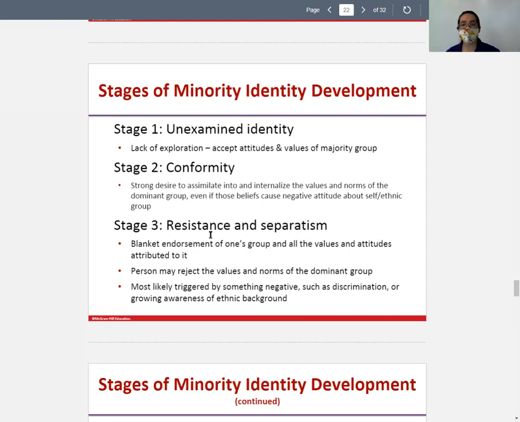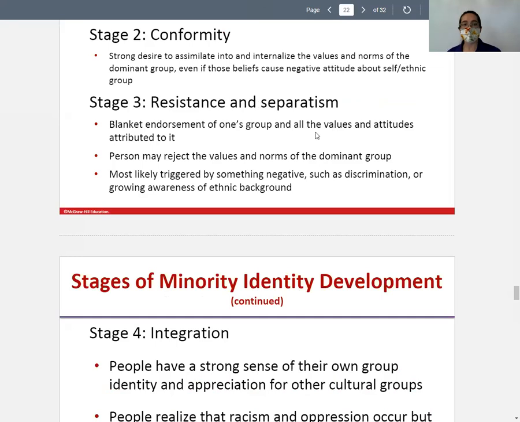So this third stage is resistance and separation, or separatism. After the person might get some prejudice or discrimination in stage 2, they might move to giving a blanket endorsement of their entire culture that maybe they hadn't before. They switch from saying, oh, we're going to endorse everything of the dominant culture, to, screw that, we're going to blanket endorse everything of the minority culture.